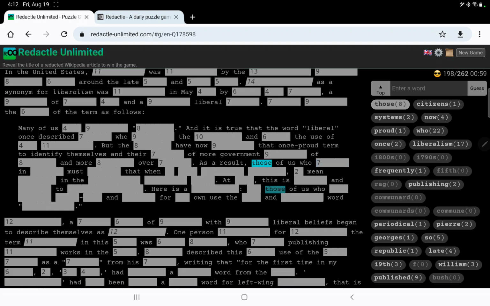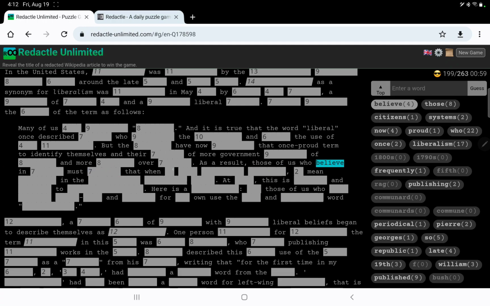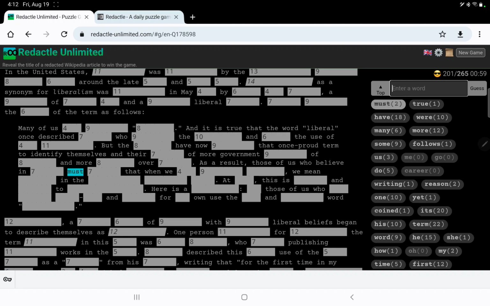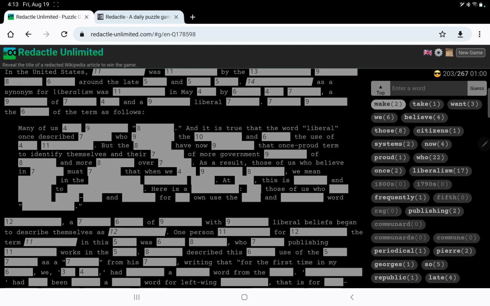those of us who believe in 7 must 7 then when we want, when we must have done, when we something, when we take, when we make something, that when we do that, we mean something in the 11 9 5 at something. This is 7, oh my goodness, to 16.